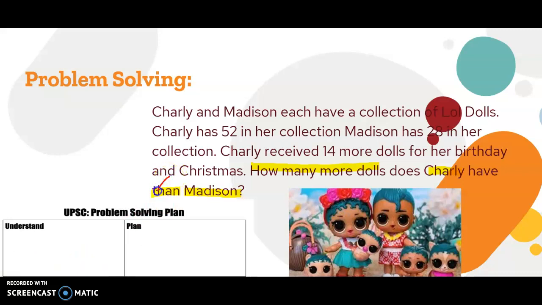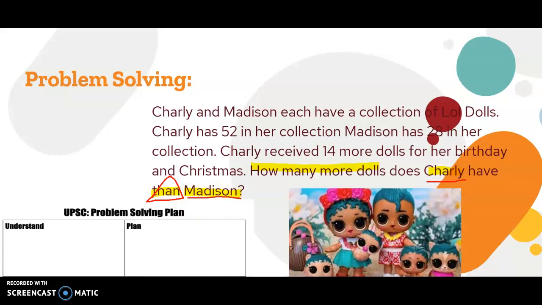And so here is an action word that lets me know I am comparing. I like to draw that triangle whenever I see "than". That's kind of like an alert for me. So my detective senses are going off right now because I know that I am going to compare what Charlie has and the number of dolls that Madison has.